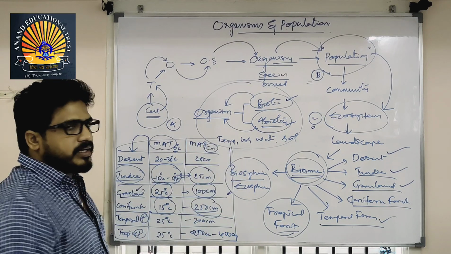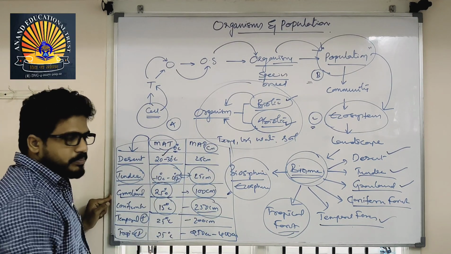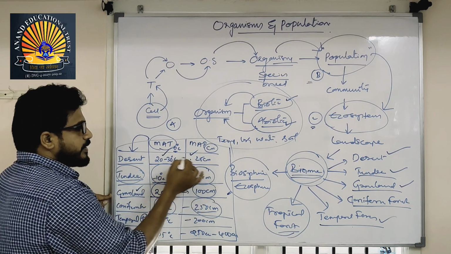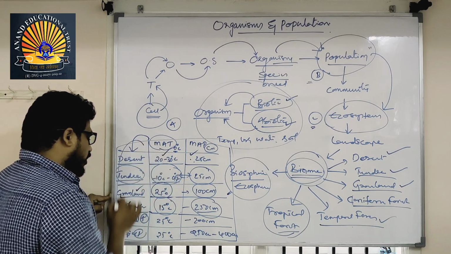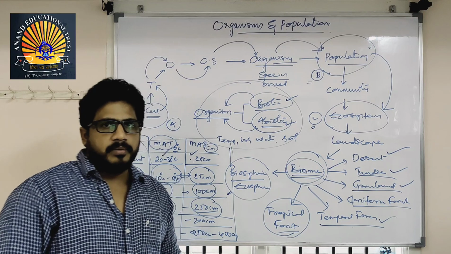This box is so important. They may ask about individual biomes with respect to mean average temperature or mean average precipitation, or else they mention both the averages in the question, and in the options any of the 4 biomes will be given.